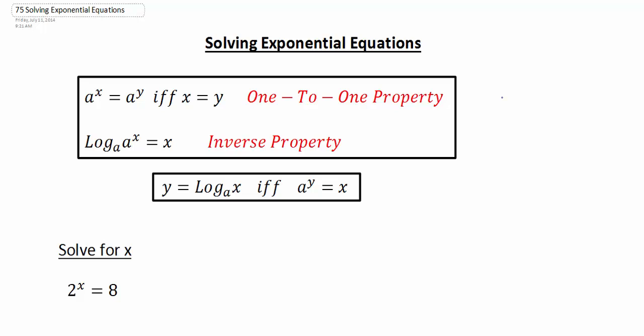If you notice here, we're going to be using our one-to-one properties, where if we have a to the x equals a to the y, then that means the exponents x must be equal to y. We're also going to look at how we can solve the equation using the inverse property, and that's going to occur when we have log base a of a to the x. When we take the log here, we're trying to match up this base with this base because they're going to cancel out, and then your answer is simply going to be the exponent.